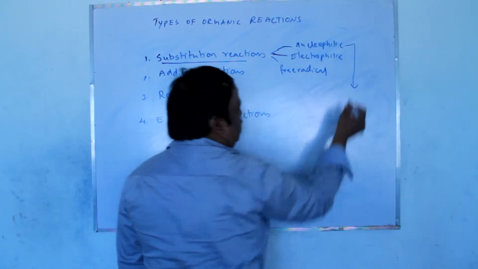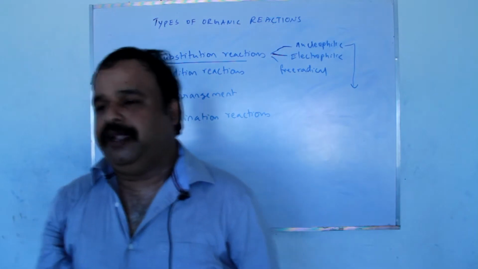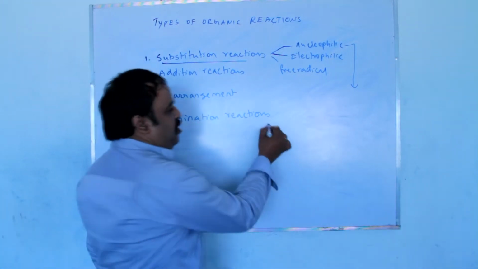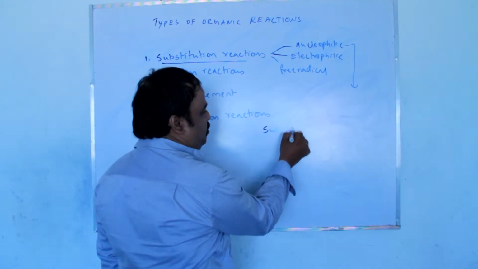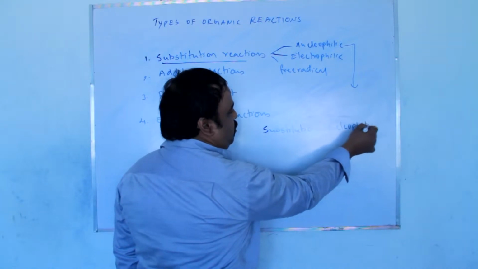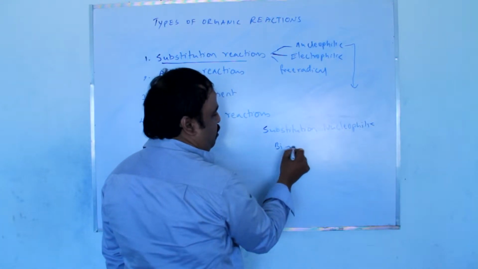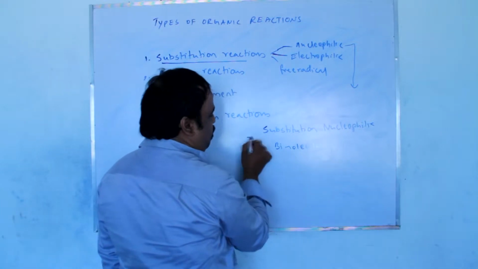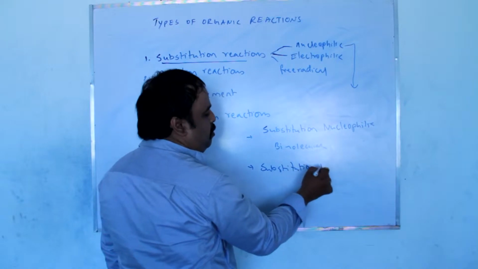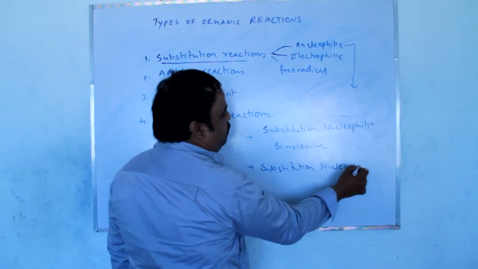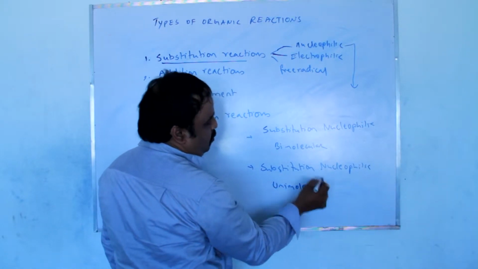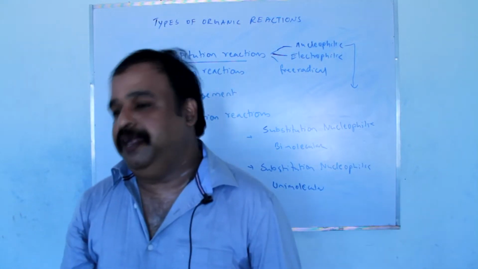The nucleophilic type, depending upon the molecularity of the reactions, is classified into two types. One is substitution nucleophilic bimolecular, the other is substitution nucleophilic unimolecular. So these reactions depend upon the kinetics of the reactions.